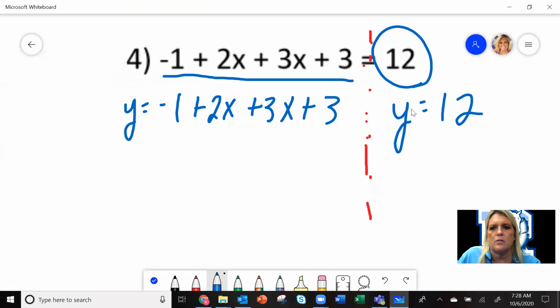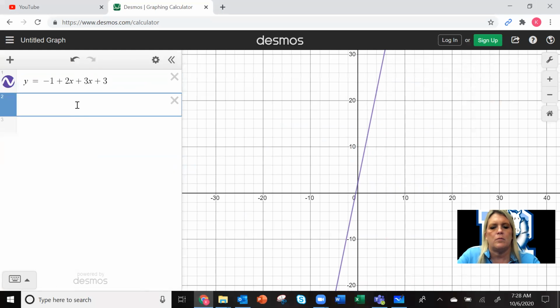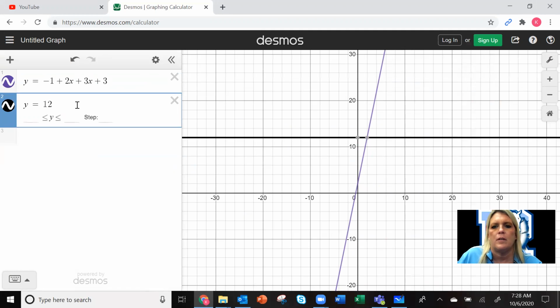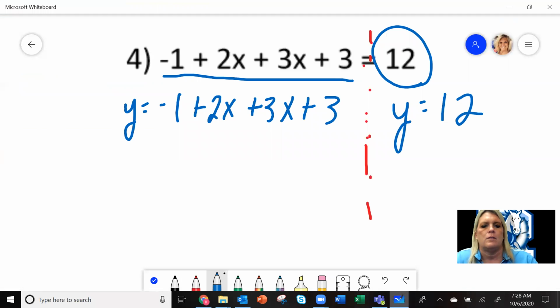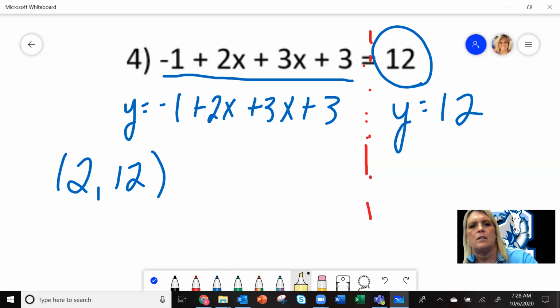Now the second part is y equals 12. So I'm going to click below and do y equals 12. Okay, it gives me a horizontal line right here. I'm going to click on the dot where they intersect. It is 2, 12. So I have 2, 12 where they intersect. The x number is what we're looking for. Here's the x number. So the answer is x equals 2.